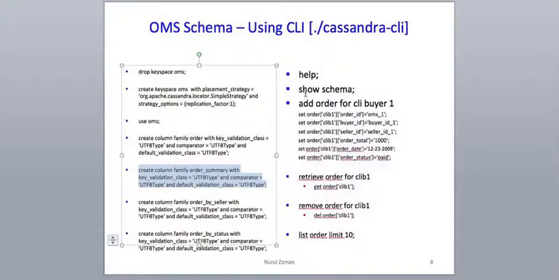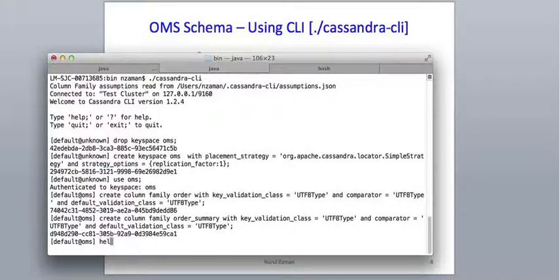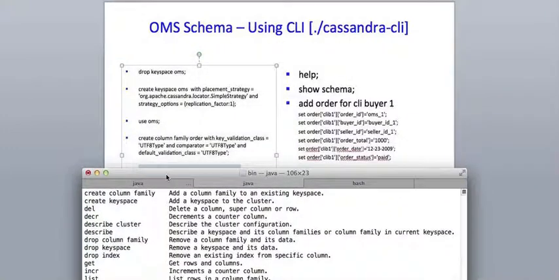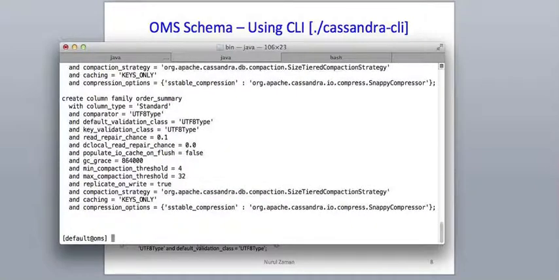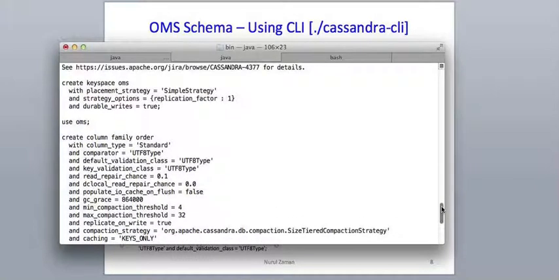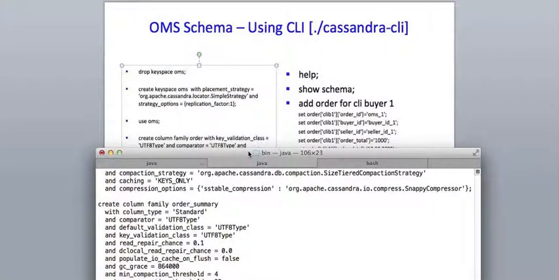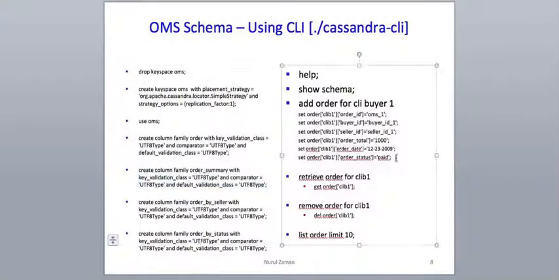And so on and on. We can use some of the commands. Help, and then show schema will show us what we have created. So we have created the column family order summary, we have created the column family order, and so on and on. And we can add an order by just copying this.